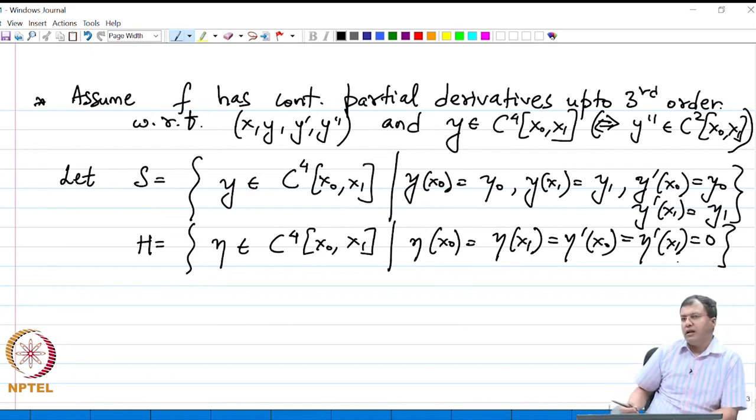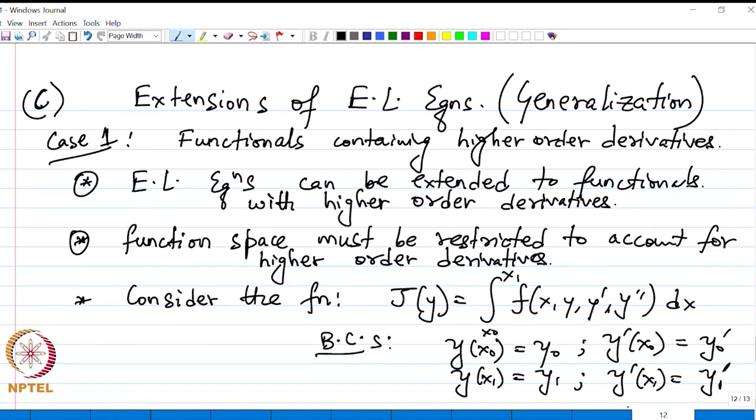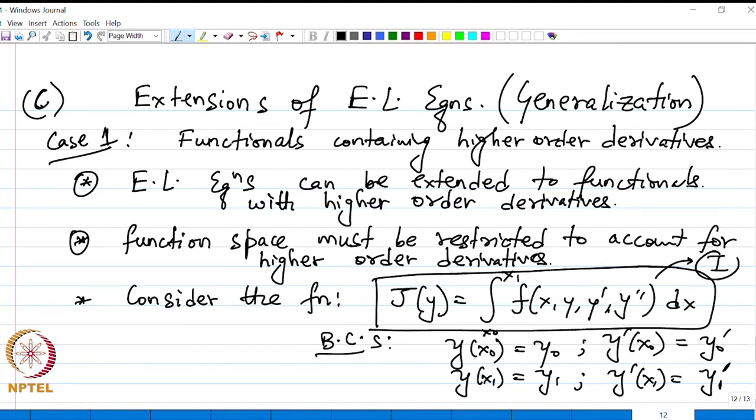So, the perturbation set is such that the values as well as the values of the first derivative at the boundary points vanish. With this we are ready to describe our Euler-Lagrange equation, or the necessary condition for the existence of the extremal. To do that, let us now number some of the equations. Let me call the equation that we began with as 1.